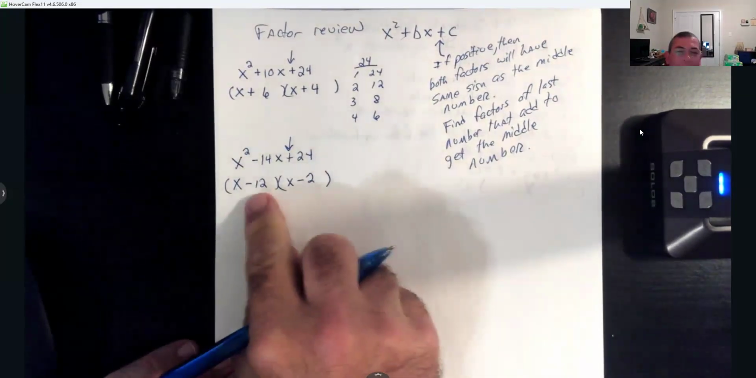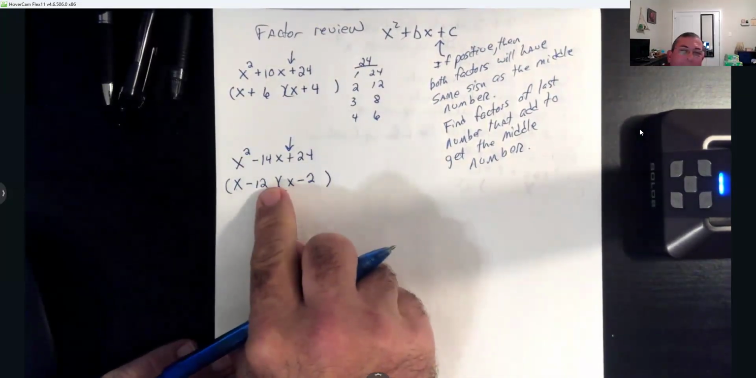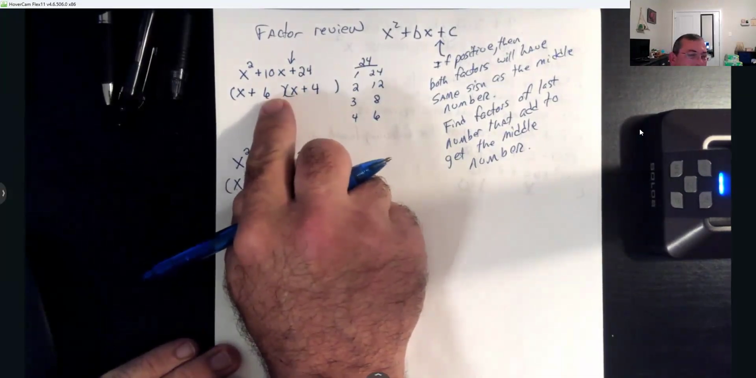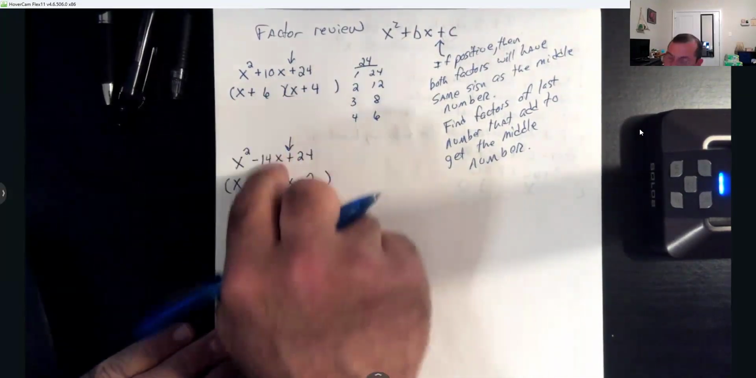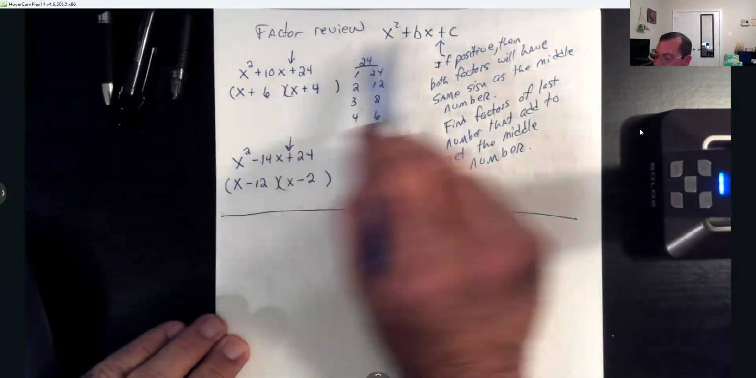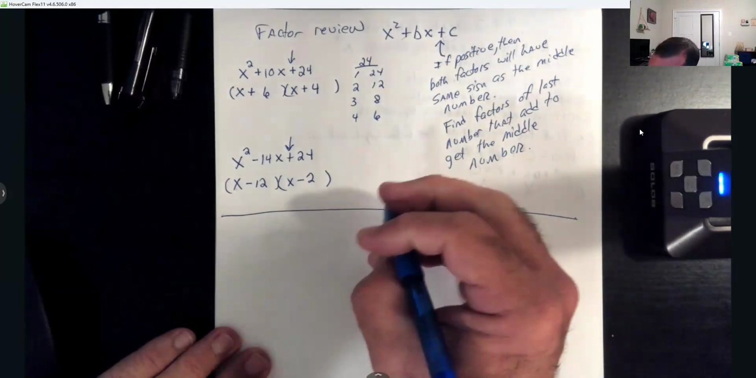12 and 2. Good job. Now look, it don't matter where I put my numbers because they're both negative. Didn't matter where I put the 6 and 4 up here because they were both positive, okay? All right, y'all, so these two are factored. That's what you do when the last number's positive.